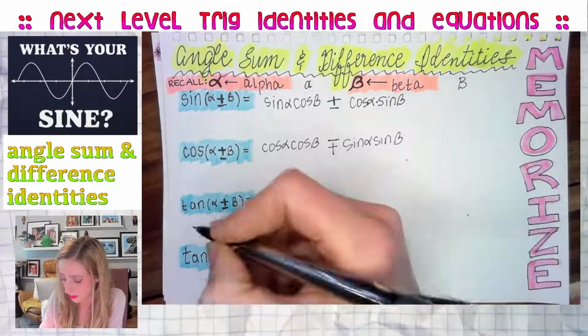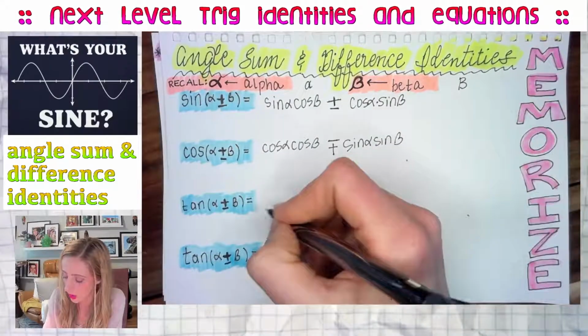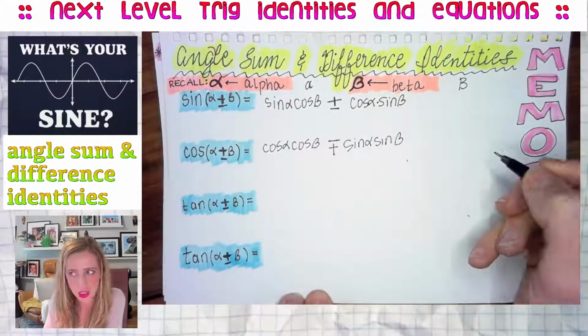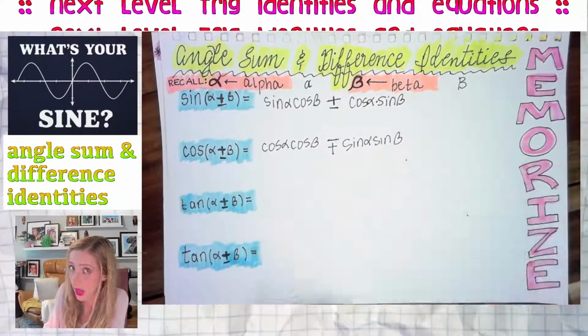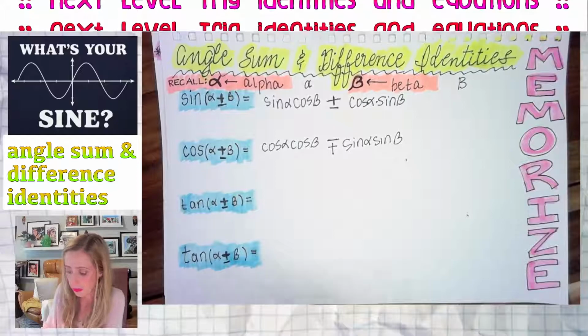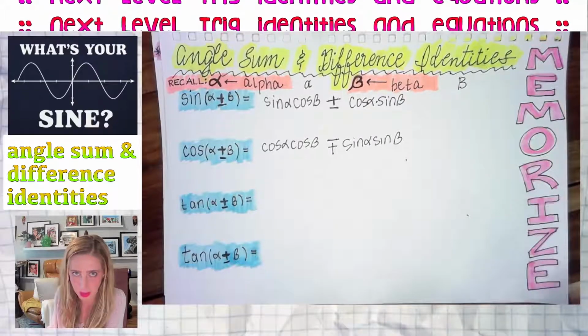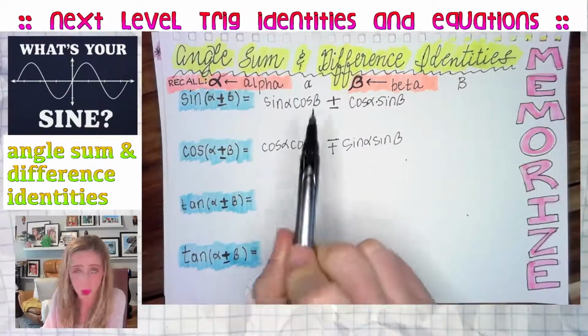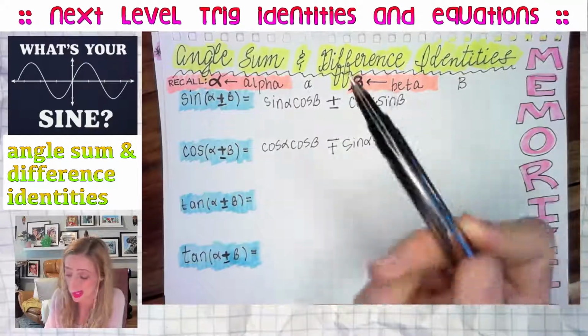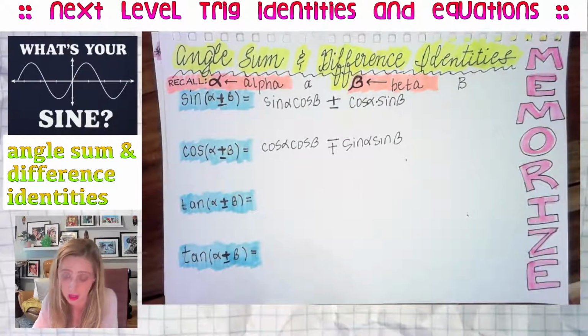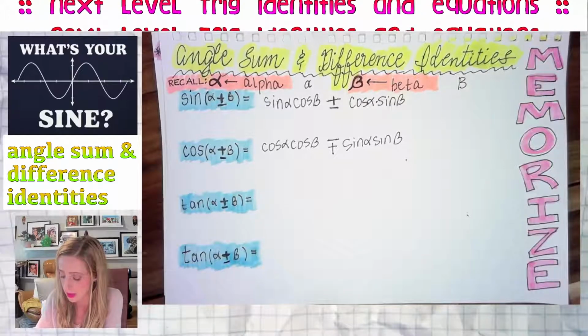Next one, tangent. Now here I'm going to kind of show you one way to do tangent, which isn't really the best way, but if you have limited space for memorizing stuff and you only really want to memorize 2 things, well, guess what? You can use those 2 things to figure out everything else because of the fundamental identities.